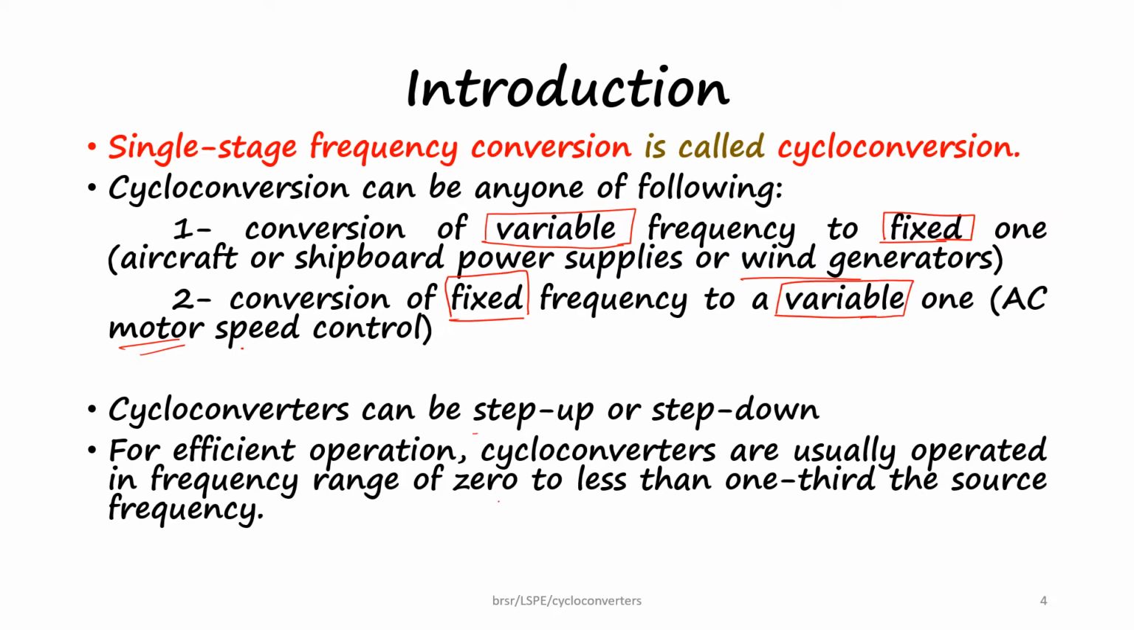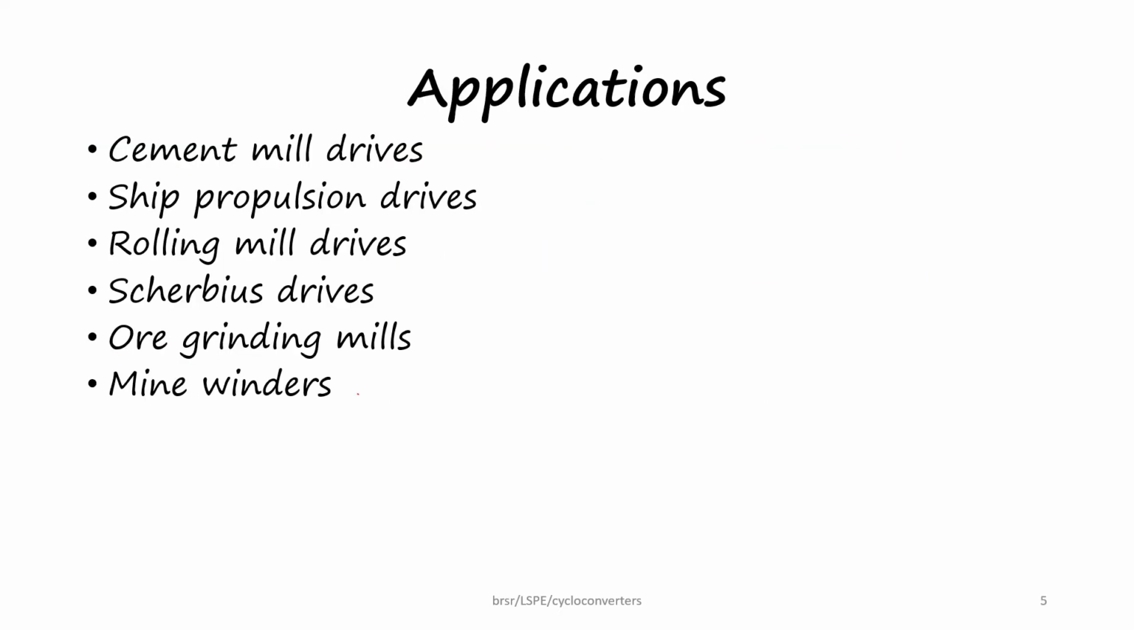Cycloconverters can be either step up or step down ones. For efficient operation, the frequency range of 0 to less than 1/3 of the source frequency is usually operated. So before going into the actual operation of the cycloconverters, let us see what is stepping up and what is stepping down of frequencies. Applications of cycloconverters include cement mill drives, ship propulsion drives, rolling mill drives, Scherbius drives, ore grinding mills, and mine winders.